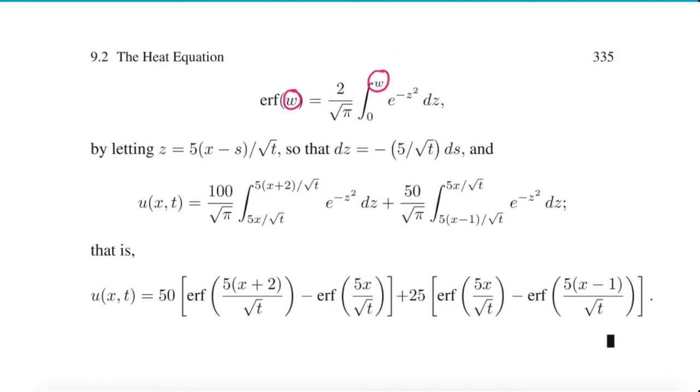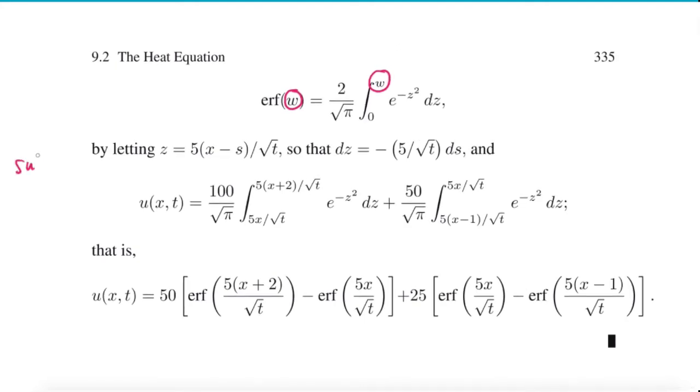So we have some substitution to do. We introduce z to be 5 times x minus s divided by root t, and then dz is minus 5 divided by root t ds. So z is substituting the s, and we substitute in the earlier integrations. Now we have done substitutions before, so you might have to sit down and do it on a sheet of paper. What you get is this.